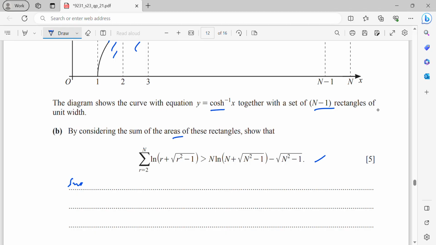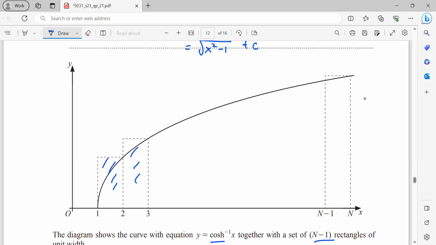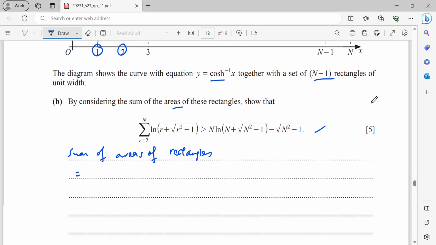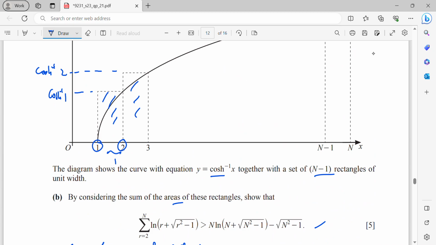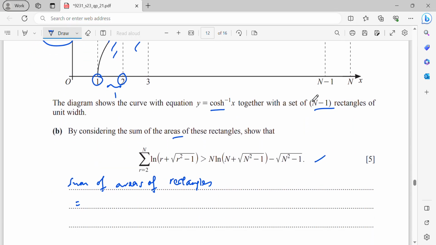So sum of areas of rectangles equals, now look at here, this height is inverse cosh 1. So we are referring to the first x, inverse cosh 2. Alright, because the unit width means that it is 1. So basically the area of the first rectangle is just inverse cosh 1, second one is inverse cosh 2. So I will just add on all of them.